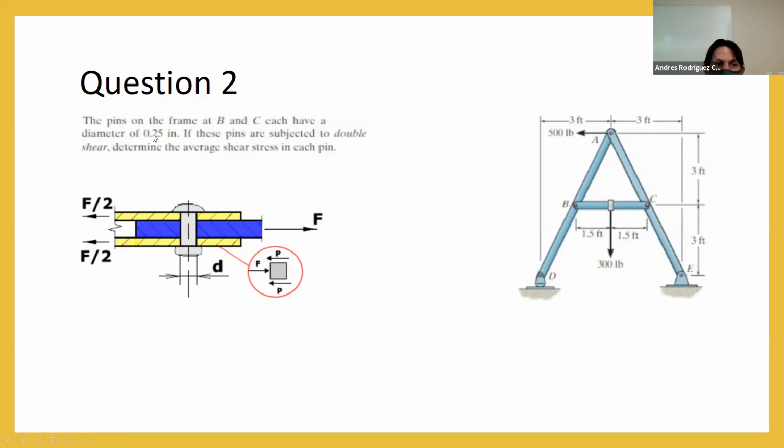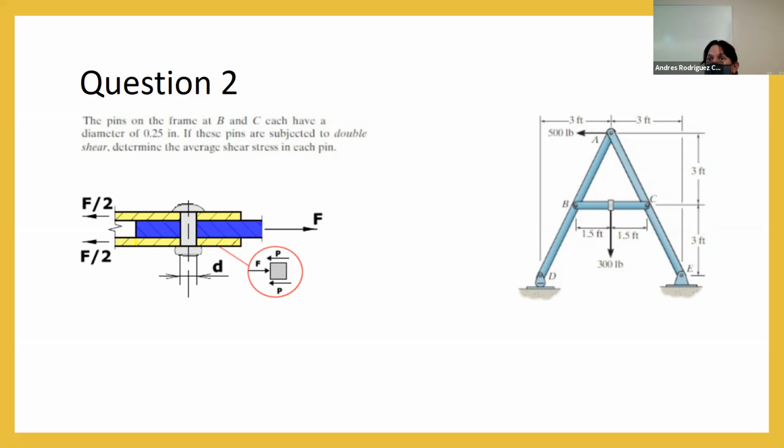We know that the diameter of the pin is going to be 0.25, and they are requesting to determine the average shear stress. Do you know what is the concept of the shear stress? The stress is going to be the force divided by the area. So it doesn't matter what shear you want to obtain. The only thing that matters is what force do you have.